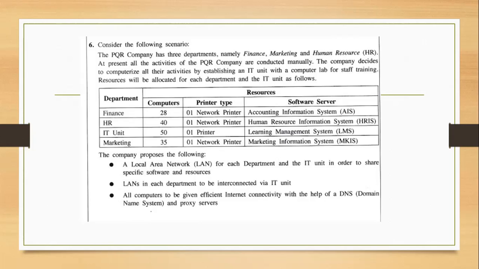Resources will be allocated for each department and the IT unit as follows. Finance: there are 28 computers and 1 printer, and there's a software server, the accounting information system. HR: there are 40 computers, a network printer and HRIS. IT unit: 50 computers and 1 printer, and a learning management system. Marketing: 35 computers and 1 network printer.